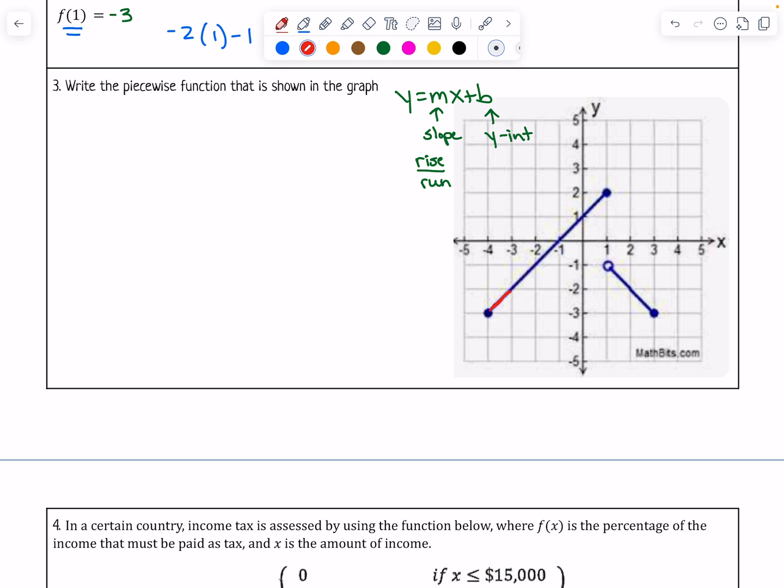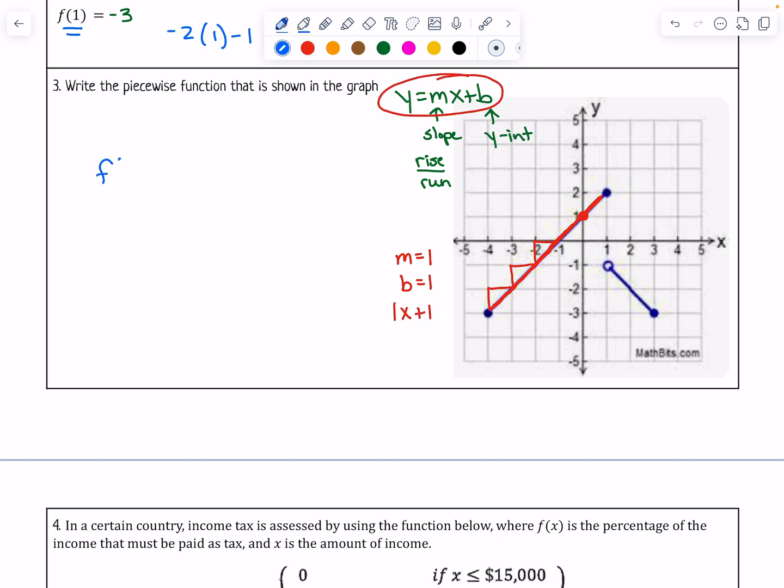So I notice this first line right here that I'm coloring with my red pen goes up 1, right 1 to go between the points on the graph. So it looks like it has a slope of 1, and it's positive because it's rising as we look at it from left to right. And then the y-intercept also is touching at 1. So we would say that line is 1x plus 1 when we write it with our slope-intercept form.